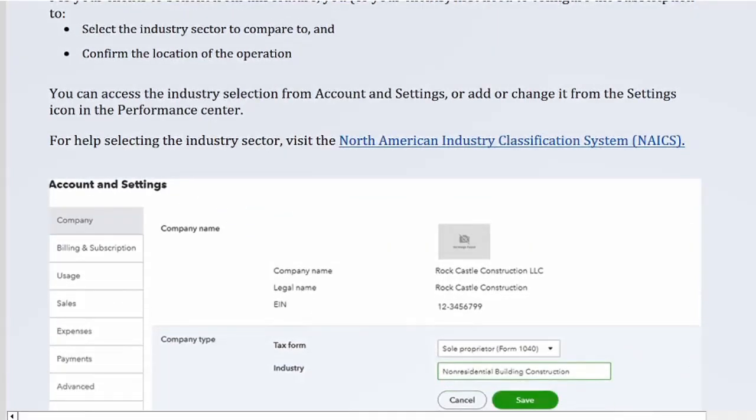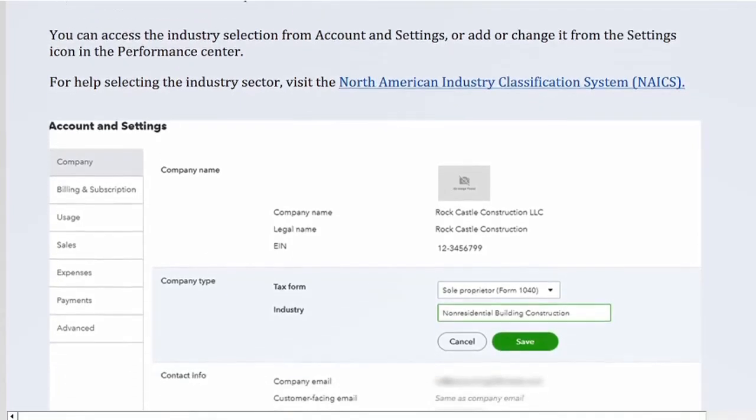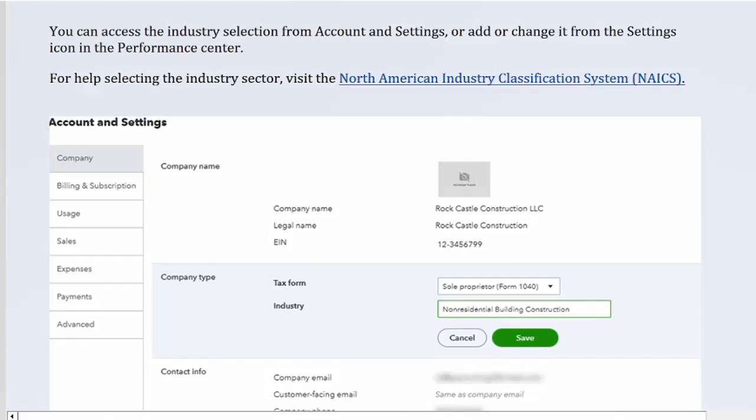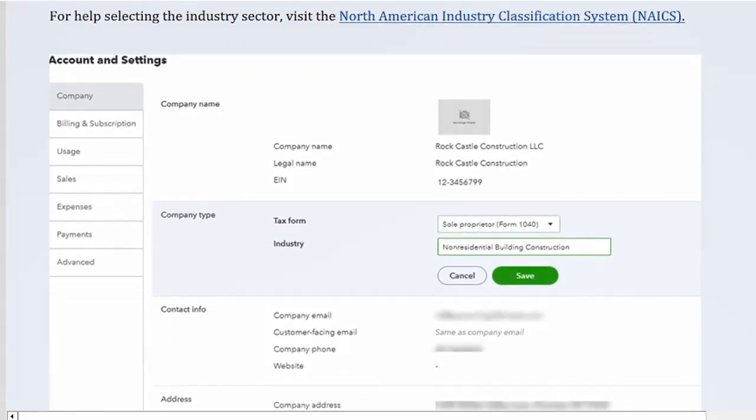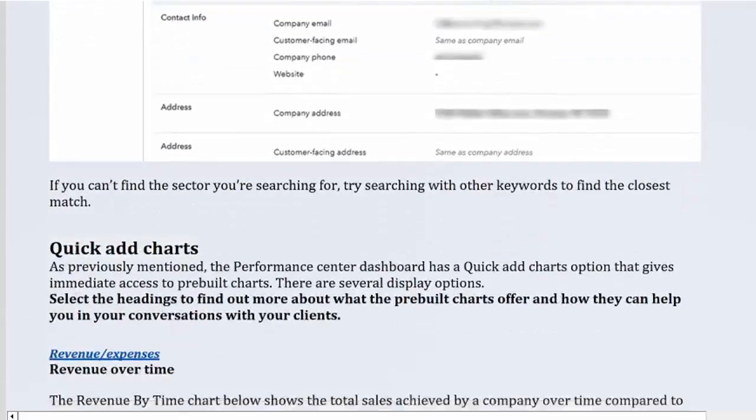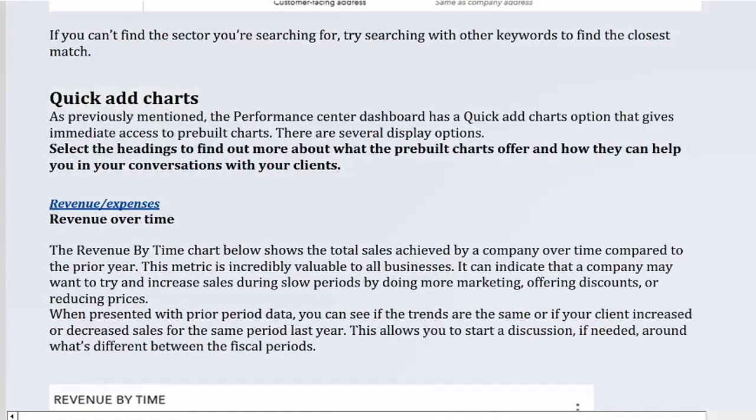Select the industry sector to compare to, and confirm the location of the operation. You can access the industry selection from Account and Settings, or add or change it from the Settings icon in the Performance Center. For help selecting the industry sector, visit the North American Industry Classification System, NAICS. If you can't find the sector you're searching for, try searching with other keywords to find the closest match.